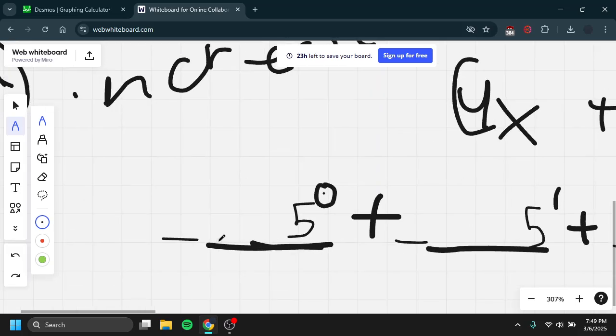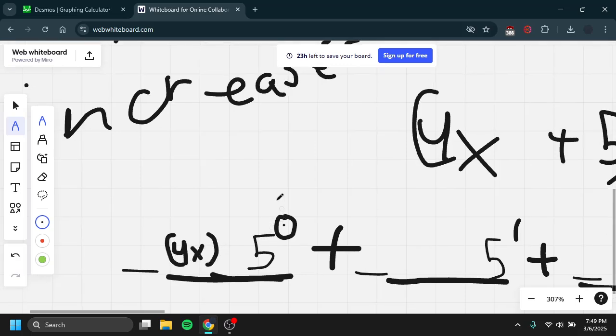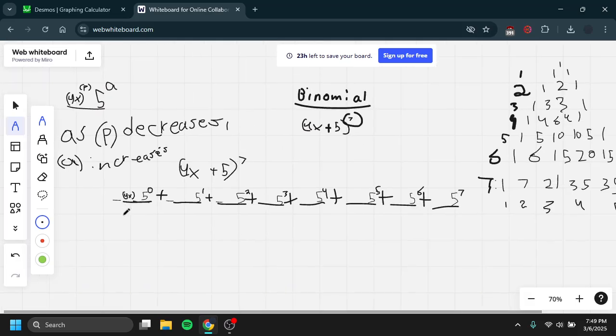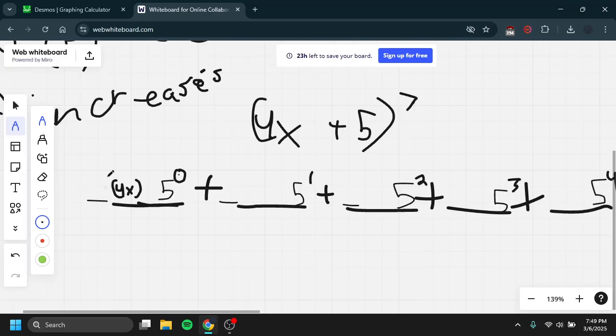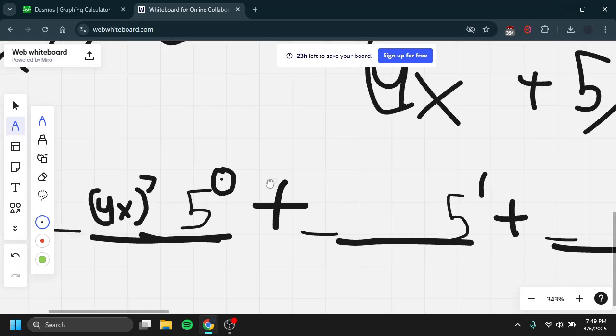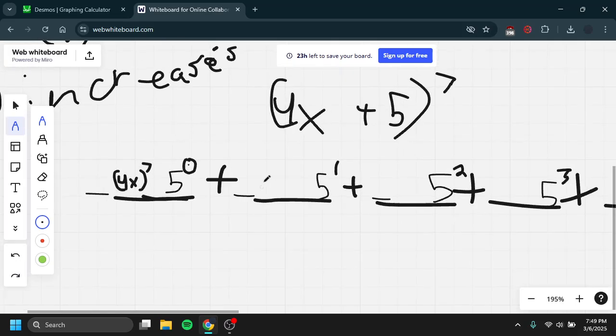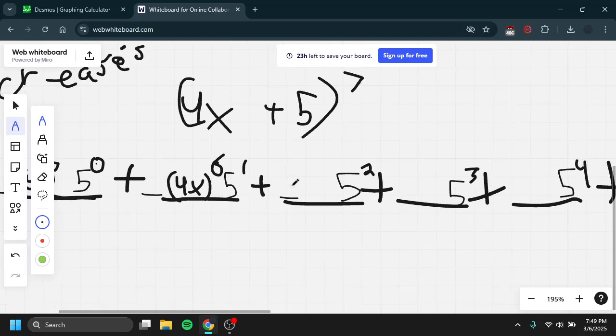So we will outline our 4x right here. And we put that in parentheses, and then we put the power on. So this is term number 1. So we'll start off with the 7, which is this power here. Start off with 7. Then we work our way down. 4x to the 6th. Sorry. 4x to the 6th. 4x to the 5th.